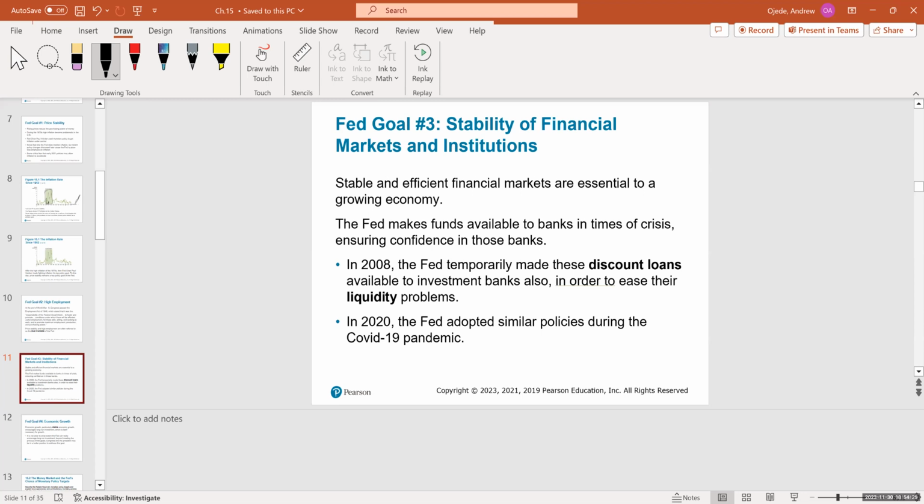So during crisis times, when most banks are having liquidity problems, the Fed is going to step in to provide funds, liquidity, by lending money to banks. For example, in 2008, the Federal Reserve temporarily made discount loans available to investment banks, not only commercial banks, that were failing in the United States, in order to ease their liquidity problems. In 2020, following the pandemic, the Fed adopted similar policies, because there were threats to some of the banks having liquidity problems.